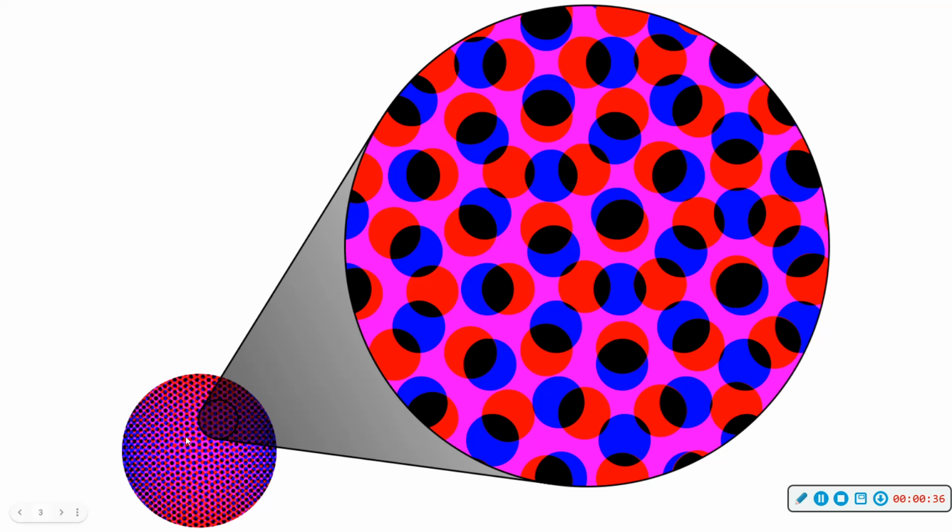Ben-Day dots, essentially what they do is they allow printers to only use a limited number of colors, but by printing dots either close together, far apart, or on top of each other, it allows them to have more colors that you can see and experience without having to have 500 different colors of ink.